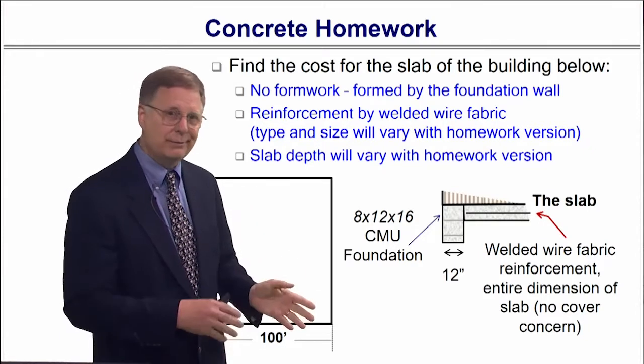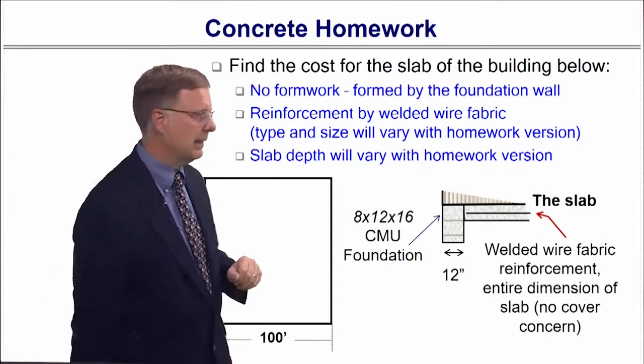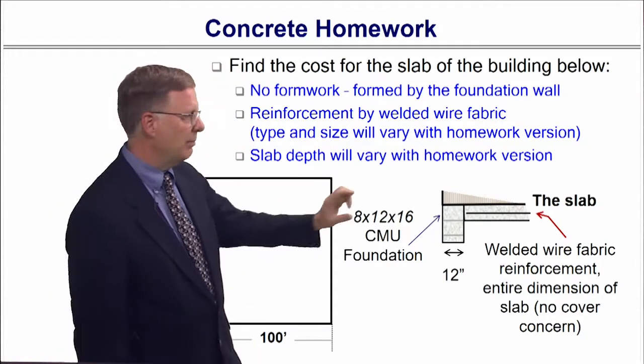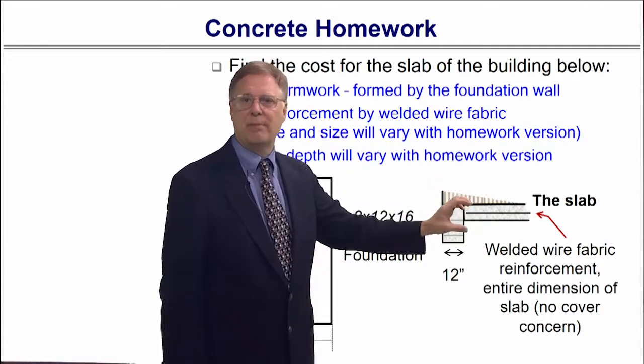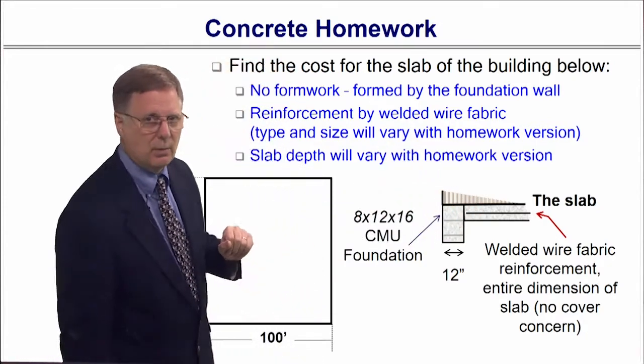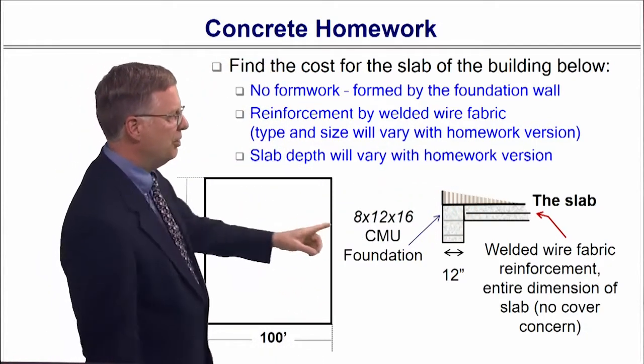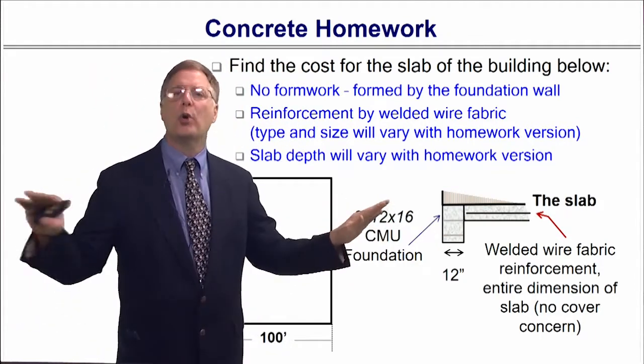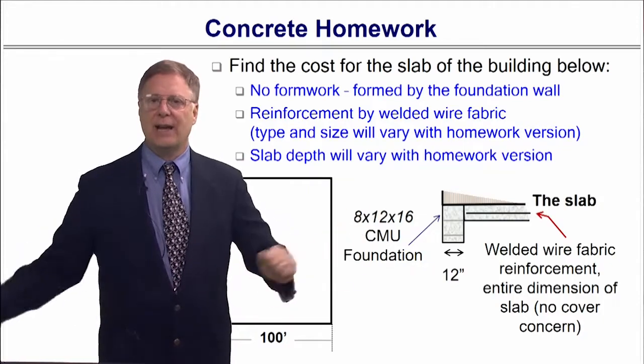So you might have a 4x4 or 6x6 or something like that. And then the slab depth will also vary with homework. So it might be 4 inches, might be 6 inches, might be 5 inches, whatever it is. It's going to be whatever you have. We're going to presume that the welded wire fabric is going to go the entire dimension. Again, no cover requirements. It's just going to go to the outside edge.